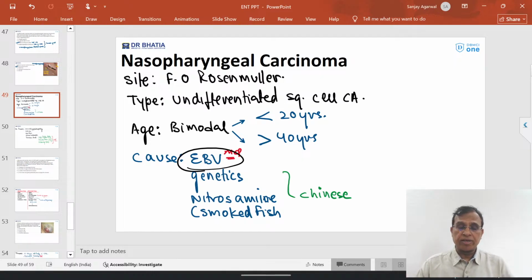You have to remember this one. It's a very, very important MCQ. Which virus can cause nasopharyngeal carcinoma? Epstein-Barr virus. But along with that, it can also be caused by nitrosamines and genetics. It is more common in China, in Chinese people.